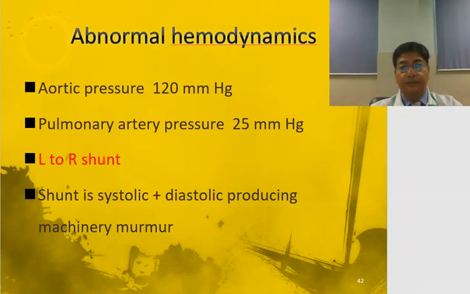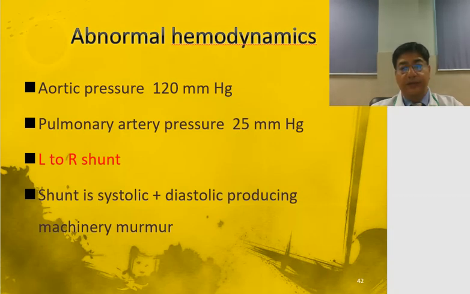Normally the pulmonary pressure is much lower than the aortic pressure. So the direction of blood flow in an isolated PDA is left to right. Hemodynamics and complications are similar to a larger VSD. The shunt is in both phases of the cardiac cycle.